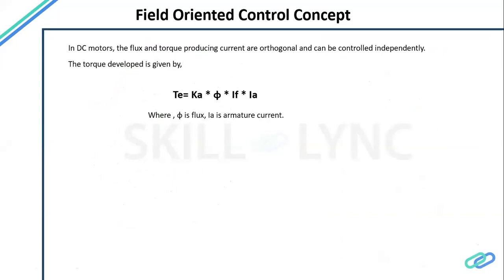So these all AC machines, we want to operate like a DC machine, because in a DC machine, you can see the flux producing current and the torque producing current are decoupled, because we have a field current and we have a separate armature current. So these are independent, they are quadrature in nature, and that is where AC machines give a lot of challenges.